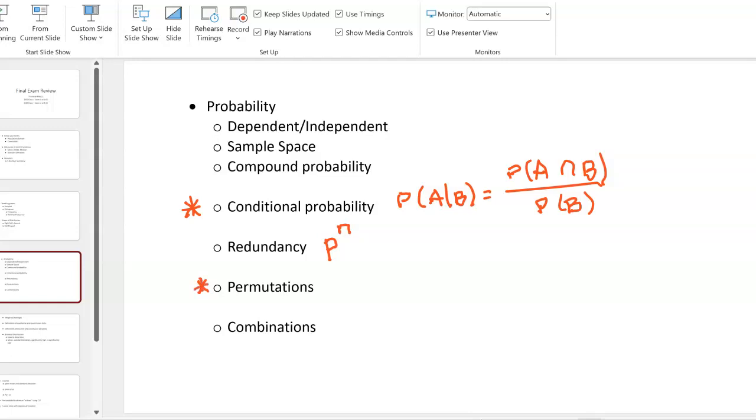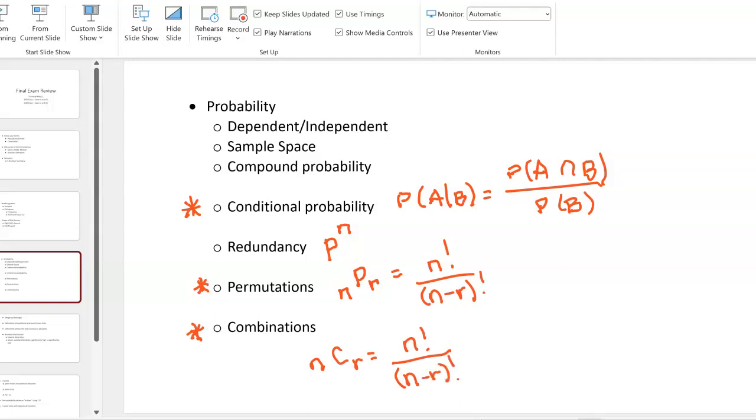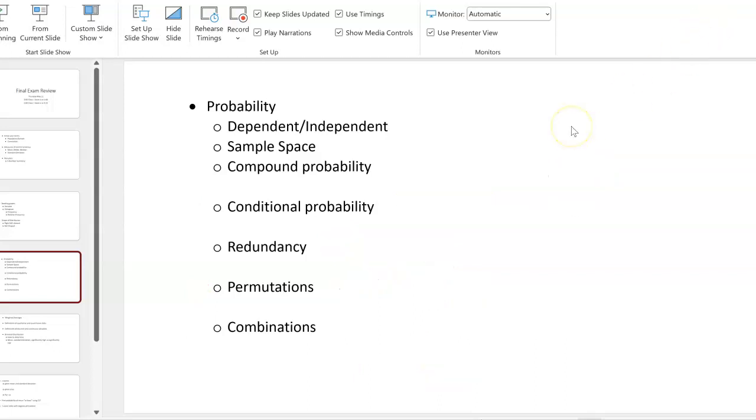Okay, permutation and combination. Those also you will have formulas for. So permutation was the nPr, which was n factorial over n minus r factorial. Permutation, order matters. Combinations, though, was just a random collection, or random choosing was our key word. And that formula was n factorial over n minus r factorial times r factorial. Okay, so probability is something a lot of you are going to really want to take a close look at.